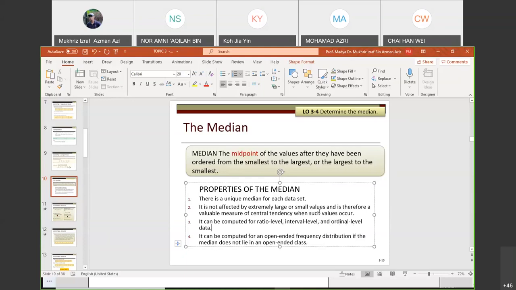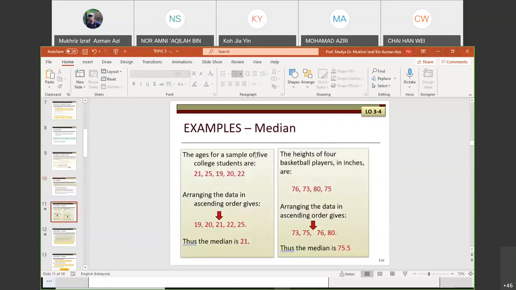So let's see how you can calculate the median. Again, I'm sure you have done this before. If you have a set of numbers, you just arrange from smallest to highest, and the number in the middle will represent your median. For an odd-numbered data set, this is pretty straightforward, because it is quite easy to determine the number in the center. But if your number of data is even, nombor genap, you need to take the two middle numbers, add them, and divide by 2.